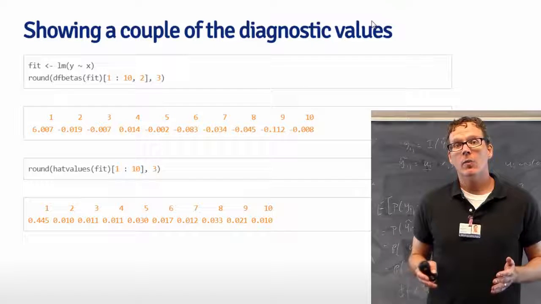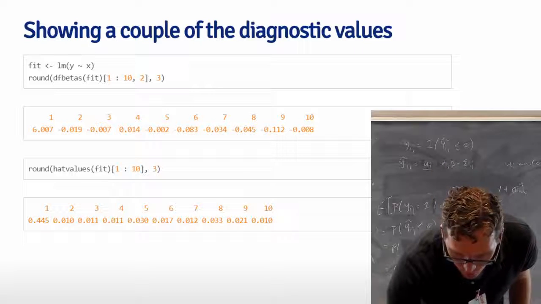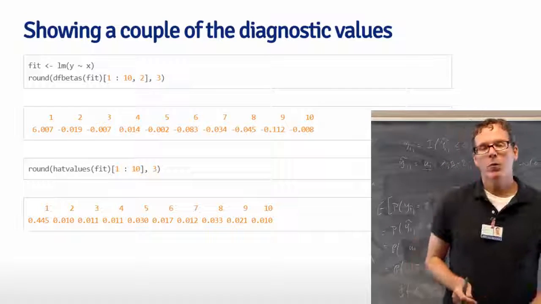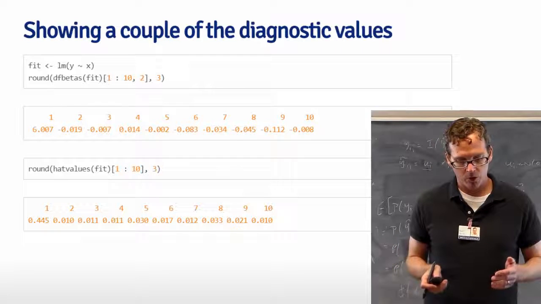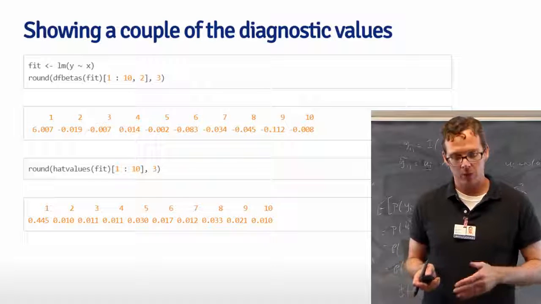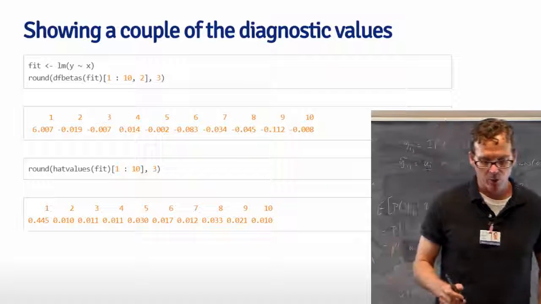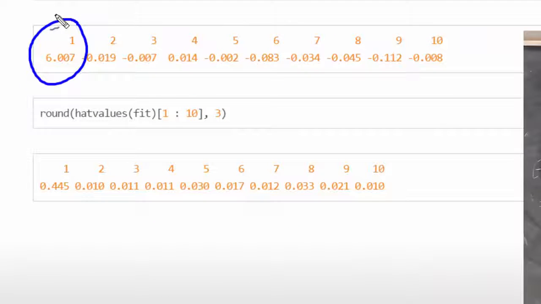So let's look at a couple of the diagnostic values. The first thing, why don't we look at the DF betas? So here's the DF betas. The round statement here just rounds it to the third decimal place when I put the 3 there. And notice this first point, which is the (10, 10) point, is orders of magnitude larger of a DF beta than the remaining points.